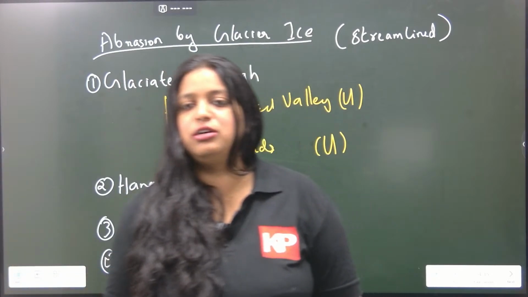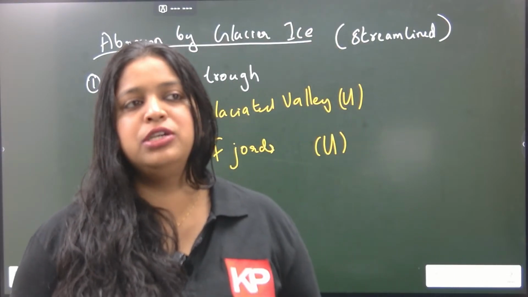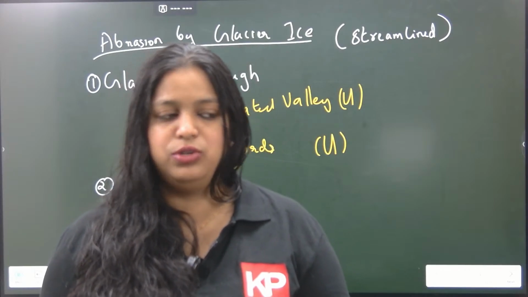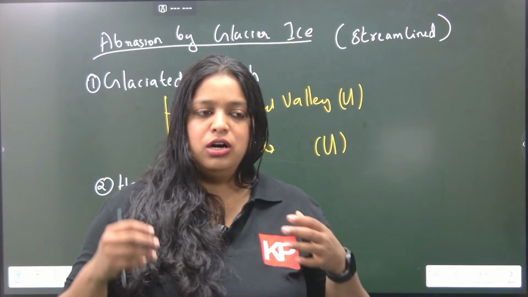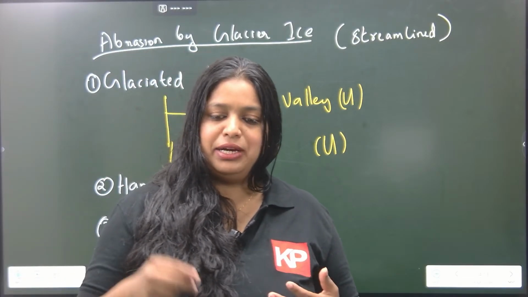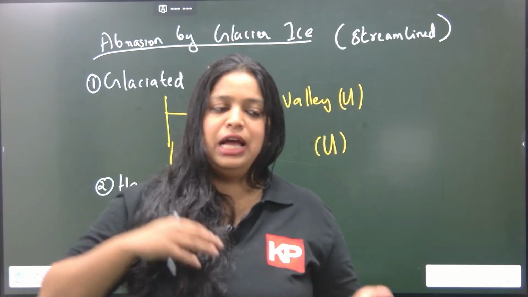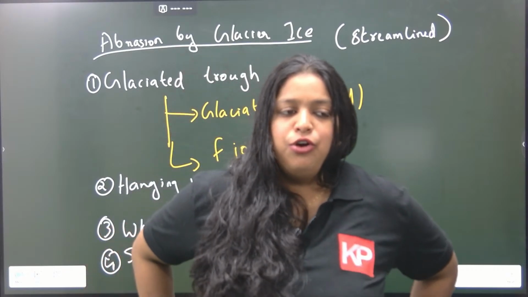Striations: if you have ever been to a glaciated terrain, you will see rock samples that have striations on them, or polished surfaces. Striations are simply scratches on the bedrock. When particles carried by the glacier scratch the bedrock, they cause the formation of these striations.